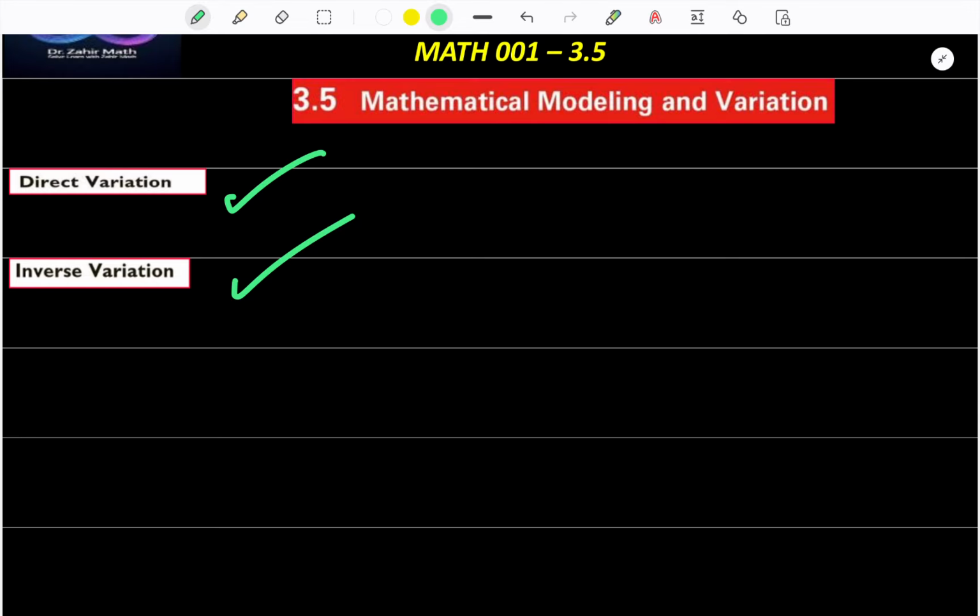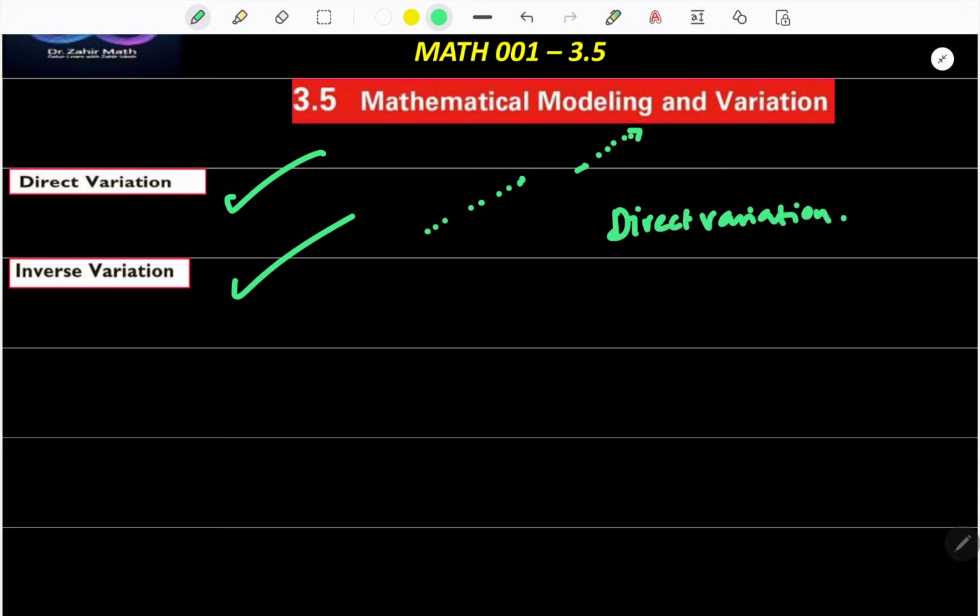Let me give you one example for direct variation. The more hours you study, what will happen? Your grade will be high, right? So if you study more hours, the grades will be more. Yes, this is called direct variation.